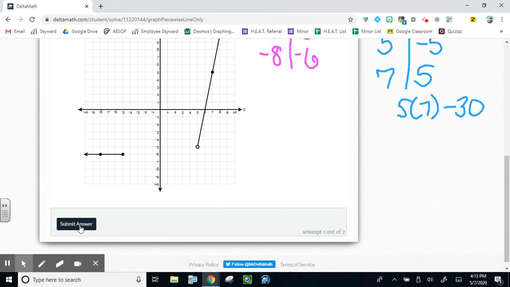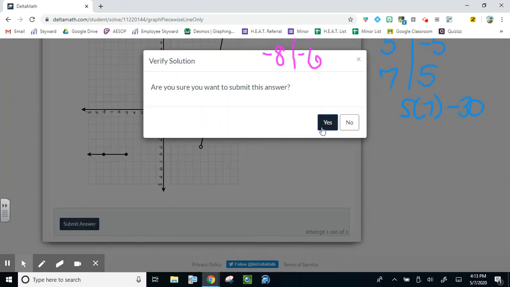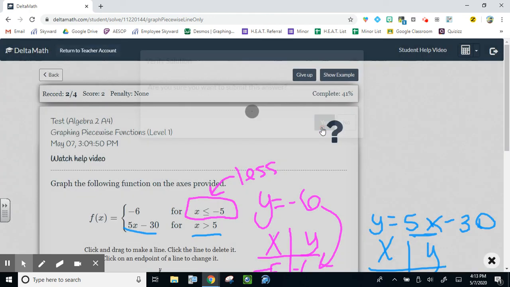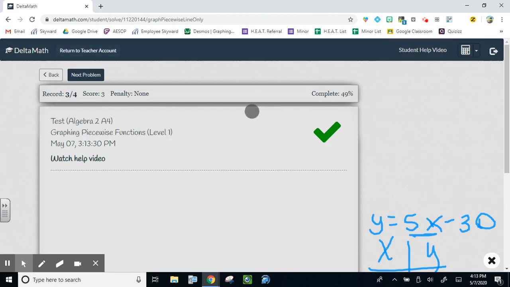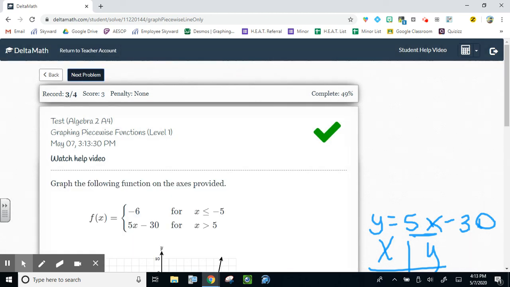And I'm going to hit submit. Yes. And boom. Okay, so hopefully that helps. Got you a couple of different examples for how to do those.